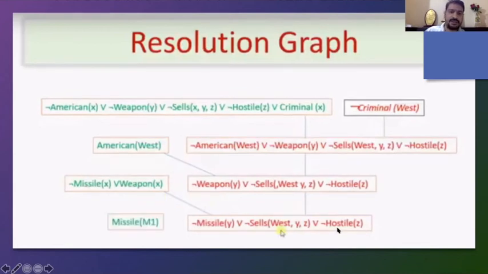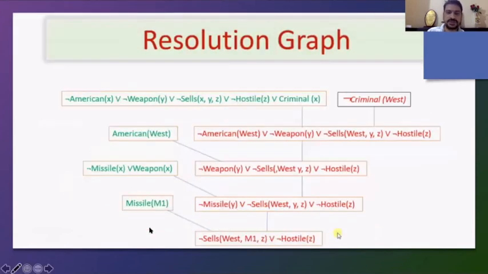After that, we'll again apply the sentence missile M1. Now in this particular case, what will happen when we apply the unit resolution and unification? This missile and missile will be omitted, and Y will be converted into M1. So whenever we get Y, it will be converted into M1, and the hostile Z is not converted, so Z will come as it is.